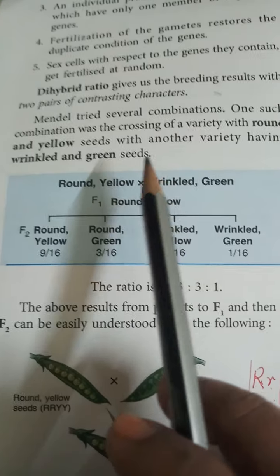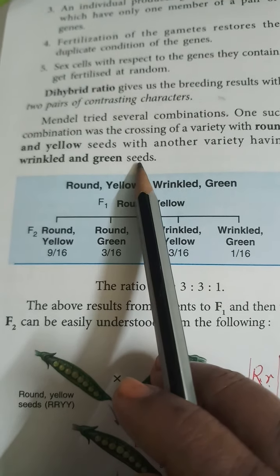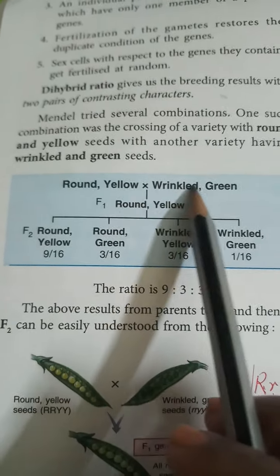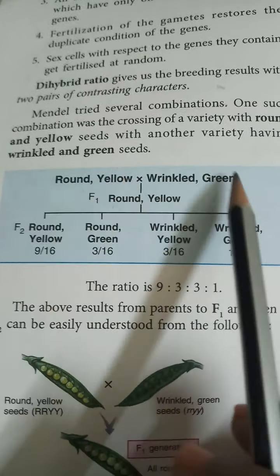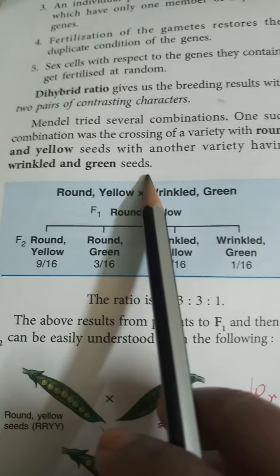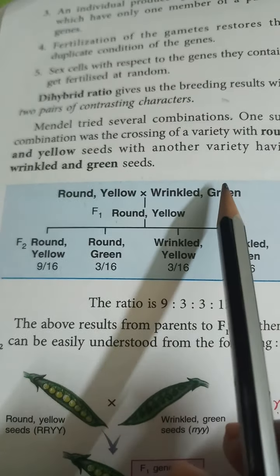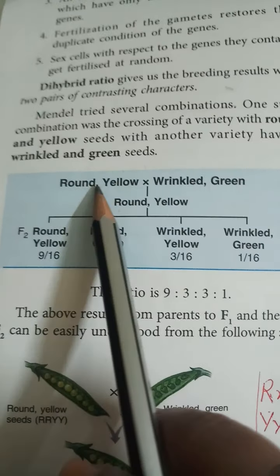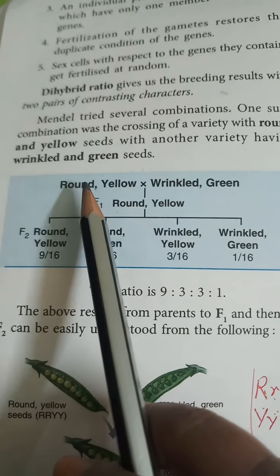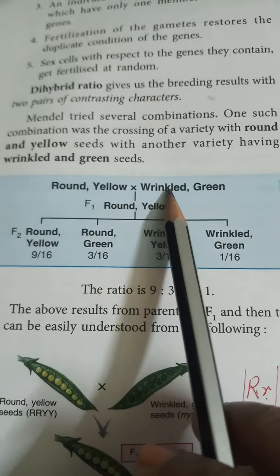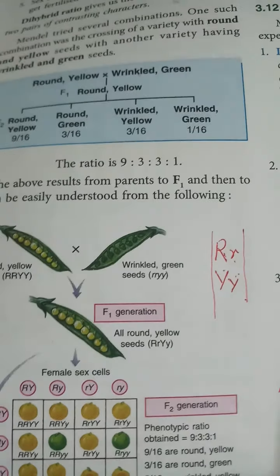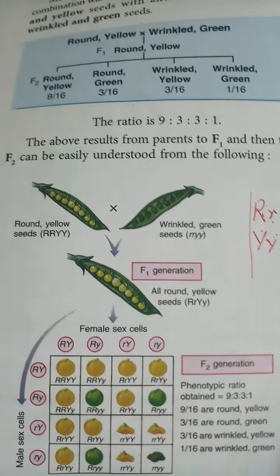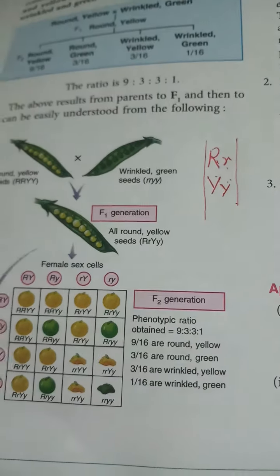Here two characters are taken. Round and wrinkled, that is a contrasting pair. Yellow and green, that is another. Color of the seed is one character, and its contrasting traits are yellow and green, and shape of the seed is another character, and its contrasting traits are round and wrinkled. So here you can see how the experiment, a dihybrid cross, was done by Gregor Mendel.